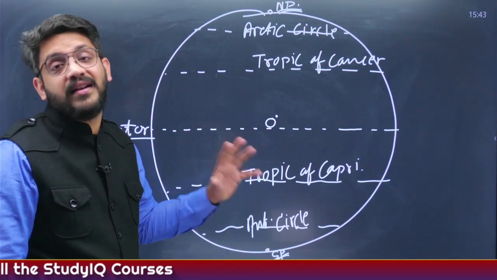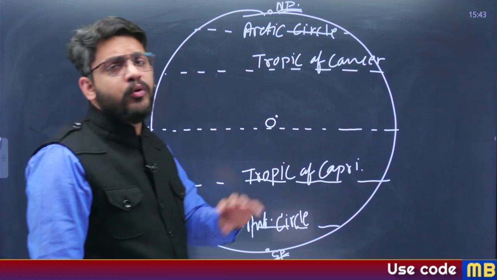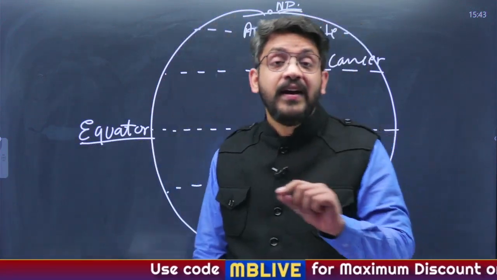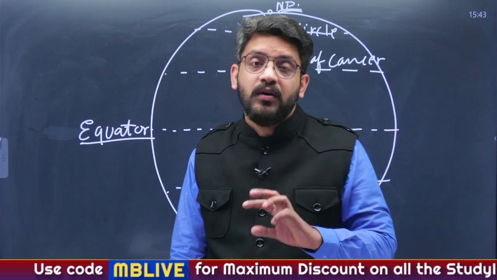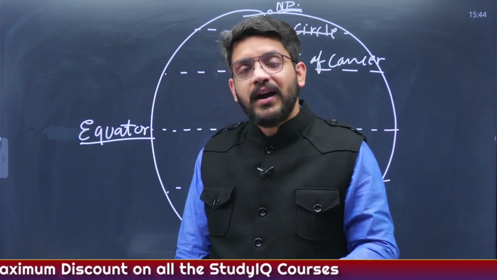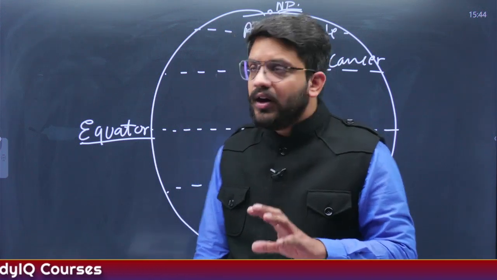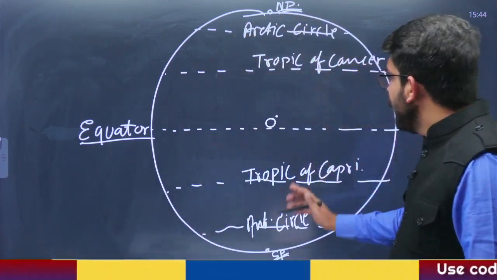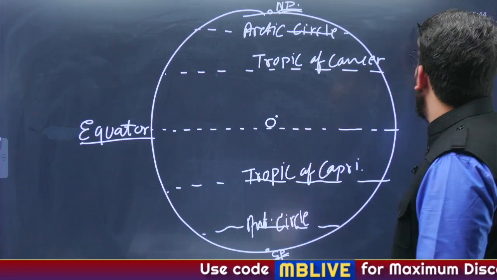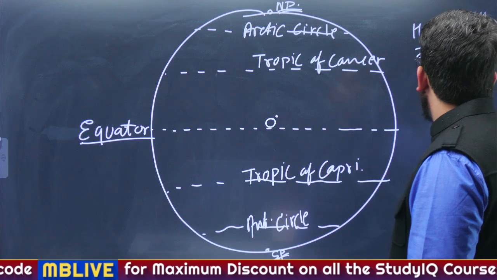are imaginary lines. If you go to space and click a picture of earth, you won't find any kind of latitude or longitude on the surface of the earth. These are imaginary lines to find the accurate location on the surface of the earth. Understand? So these are the important latitudes, and this latitudinal division helps to understand the heat zones of the earth.